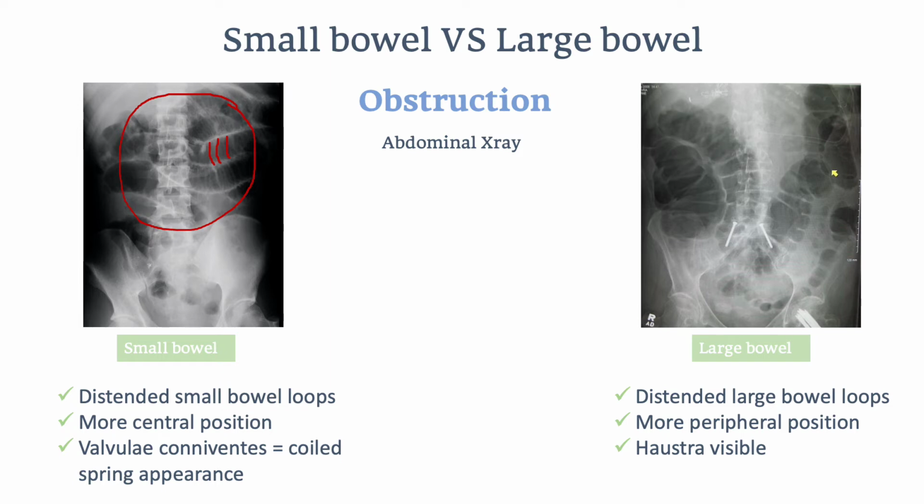In contrast, in large bowel obstruction, the distended loops are on the peripheries of the film, and you can also see something called haustra. These are lines that don't pass across the whole bowel segment.